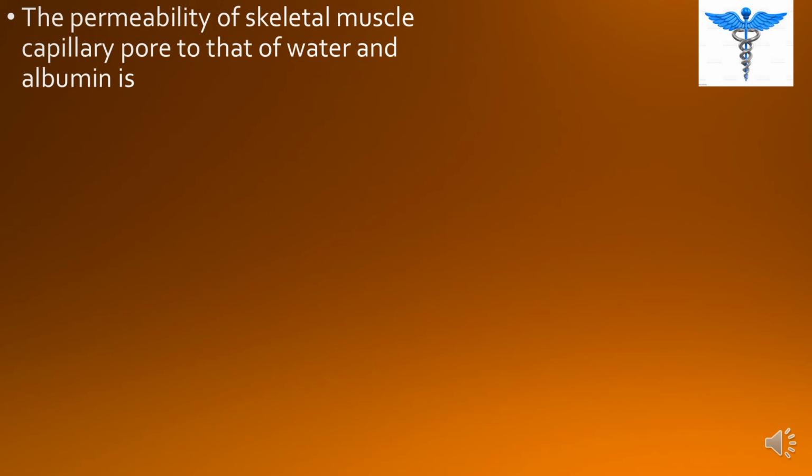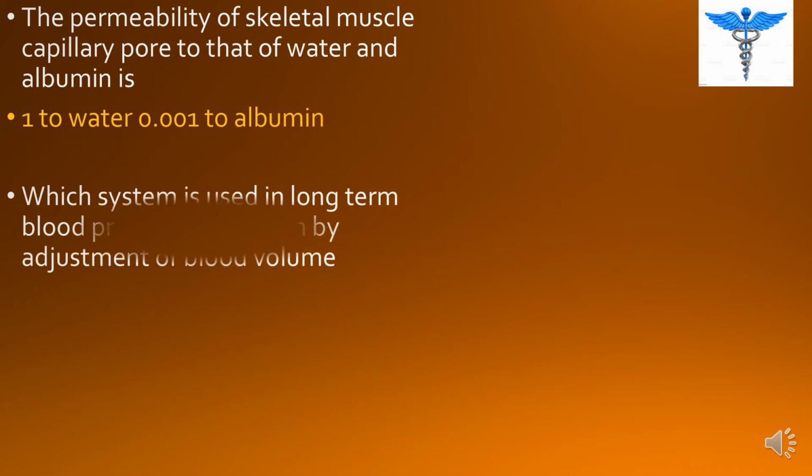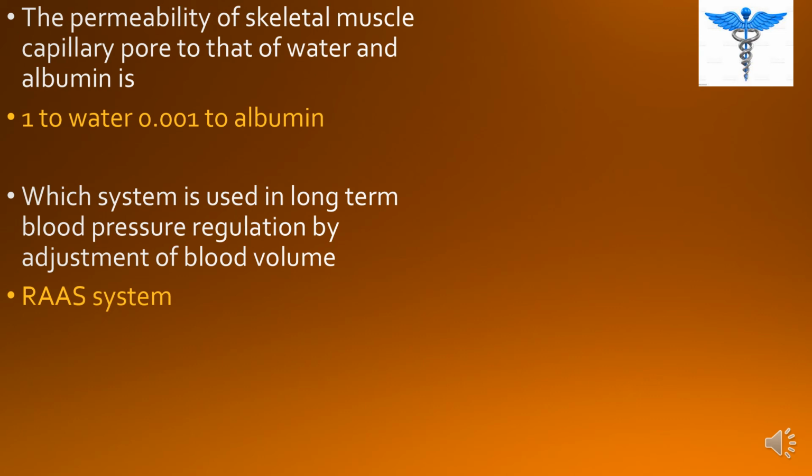Now coming to our next question, and that is the permeability of capillary pore to that of water and albumin. So the water is more permeable as compared to albumin, as you can see from the given values. The second question is, which system is used in long-term blood pressure regulation by adjustment of blood volume? So it is basically the RAAS system, renin angiotensinogen aldosterone system. It is responsible for regulating the blood pressure when the blood pressure is changed because of the blood volume.